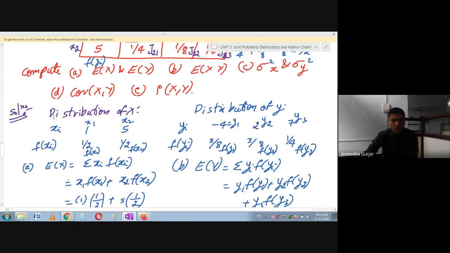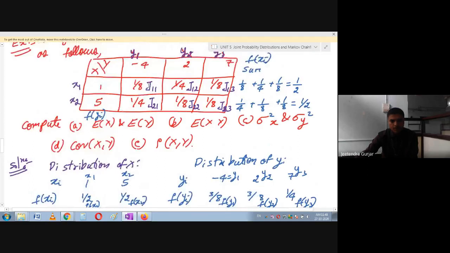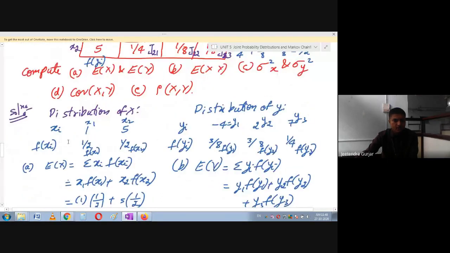So first you have to go for the distribution. Distribution is nothing but the sum of the row. 1 upon 8, 1 upon 4, 1 upon 8 will give you 1 upon 2. Similarly, we'll go for the sum of the second row, that is 1 upon 4 plus 1 upon 8 plus 1 upon 8, which is 1 upon 2. So like this, the sums will give you f of x1 and f of x2. So this is the distribution of x, student. Please remember. Similarly, go for the distribution of y, because this is joint probability. You should do both the things simultaneously.